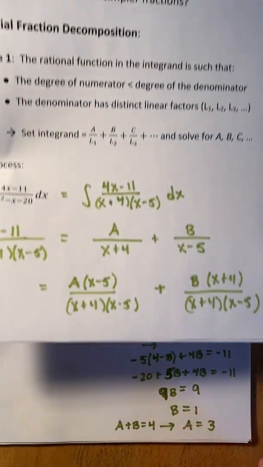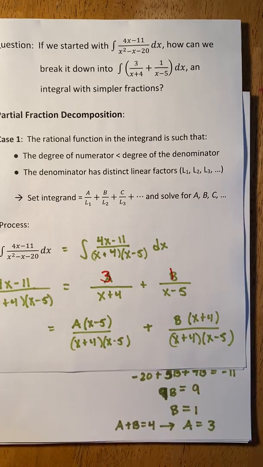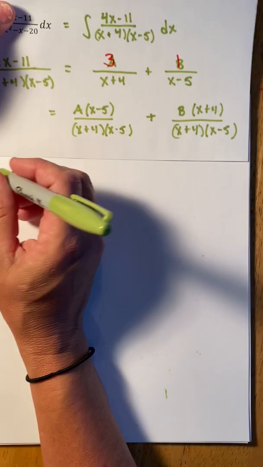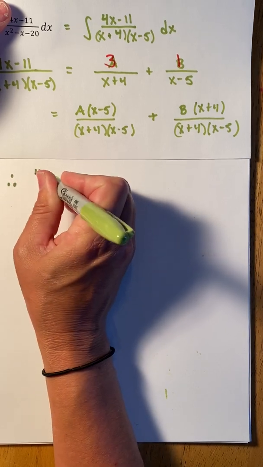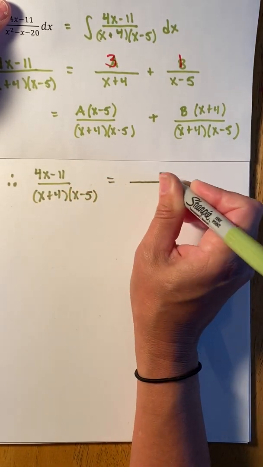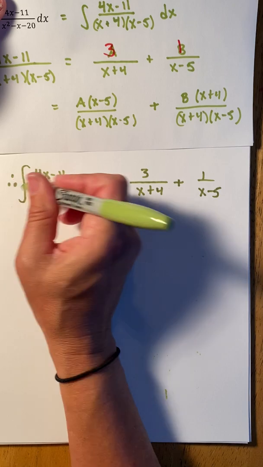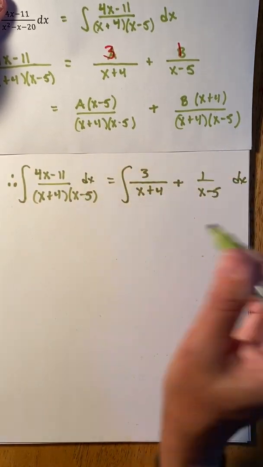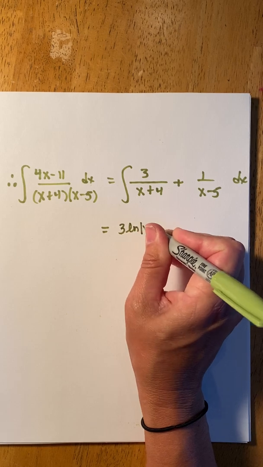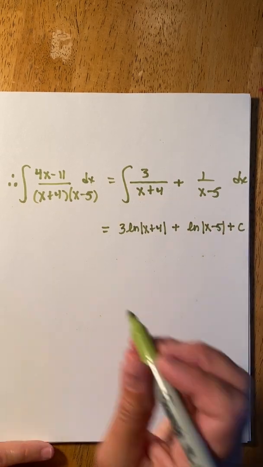So therefore, if we go back up to here, we see that a is 3 and b is 1. So we went from this to this. And then we can integrate each of those little tiny integrals. So therefore, 4x minus 11 over x plus 4 times x minus 5 can be rewritten as simpler rational expressions, 3 over x plus 4 plus 1 over x minus 5. So if we integrate this, we know the antiderivative of 3 over x plus 4 is 3 natural log of the absolute value of x plus 4, plus the natural log of the absolute value of x minus 5, plus c. All right, just a little side note.